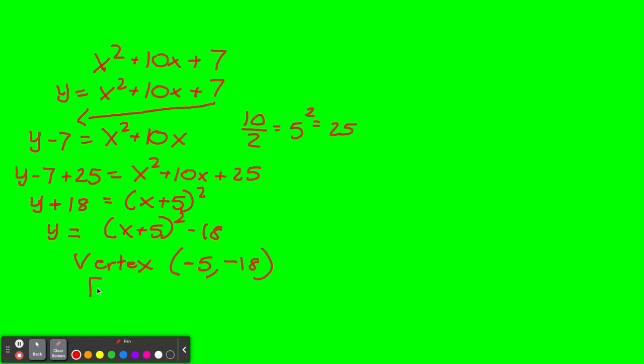We have the vertex. What is the focus? Same x. What do we do? Remember, we're going to take the y term and add it to p, which is always 1/4a. And again, a is 1 because there's nothing there. So you're saying negative 18 plus 1/4. And that'll get the coordinates of the focus, which is negative 71 over 4.